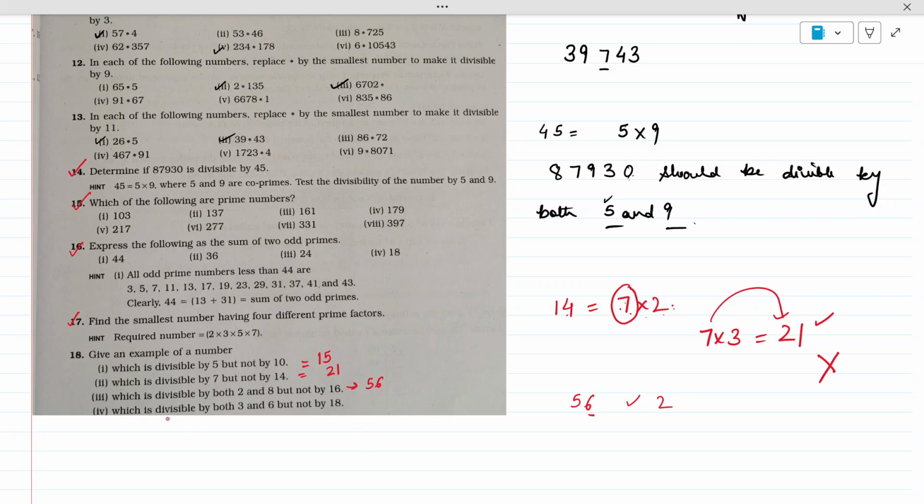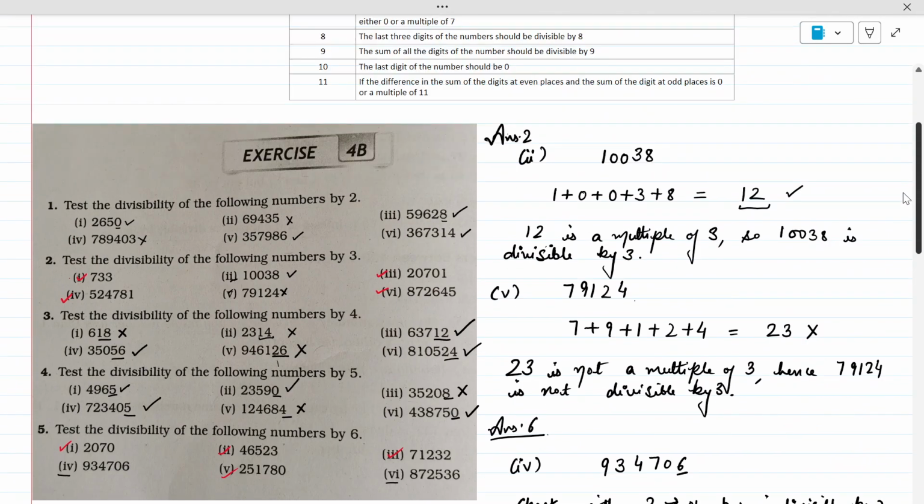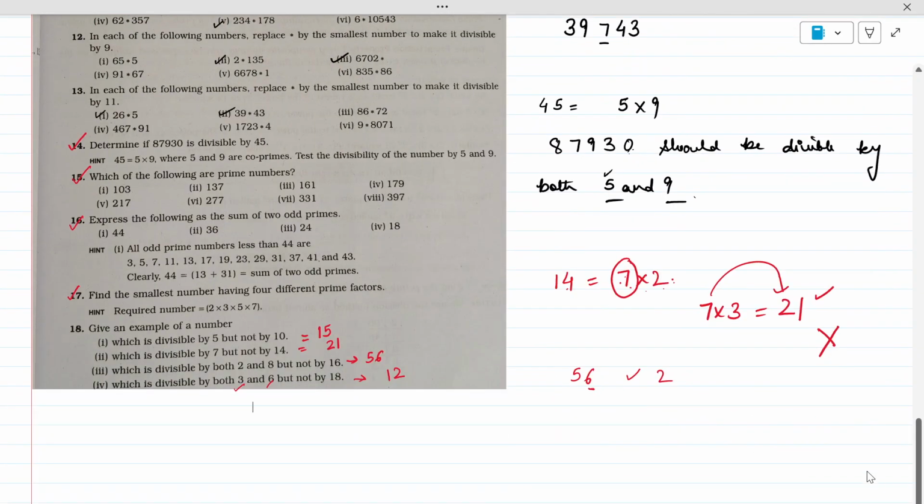Next, we have to find the number which is divisible by both 3 and 6 but not by 18. So kids, we can take such a number as 12, because 12 is a multiple of 3, 12 is a multiple of 6 also, but not of 18, right? So this is one such number. So kids, with this, we have completed this exercise 4B, and now after this, we are going to cover the last exercise from RS Agarwal. So I'll see you in the next class.